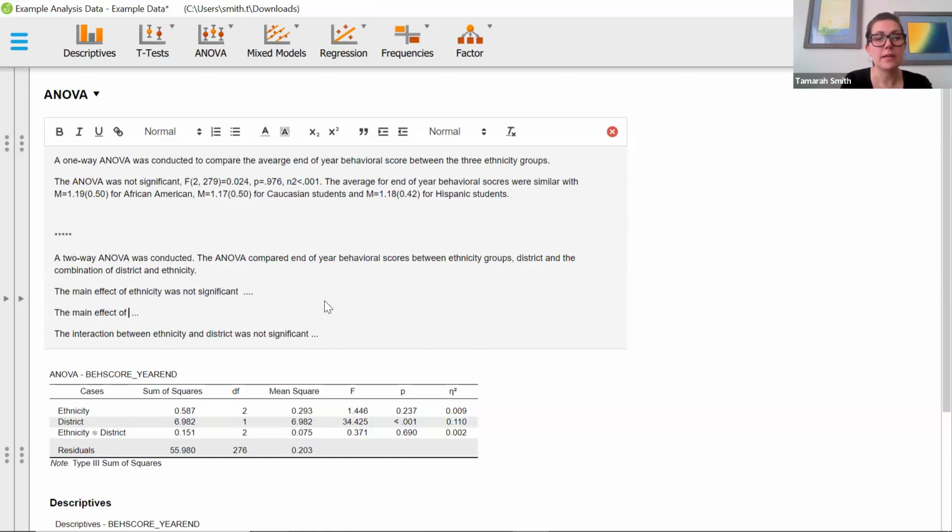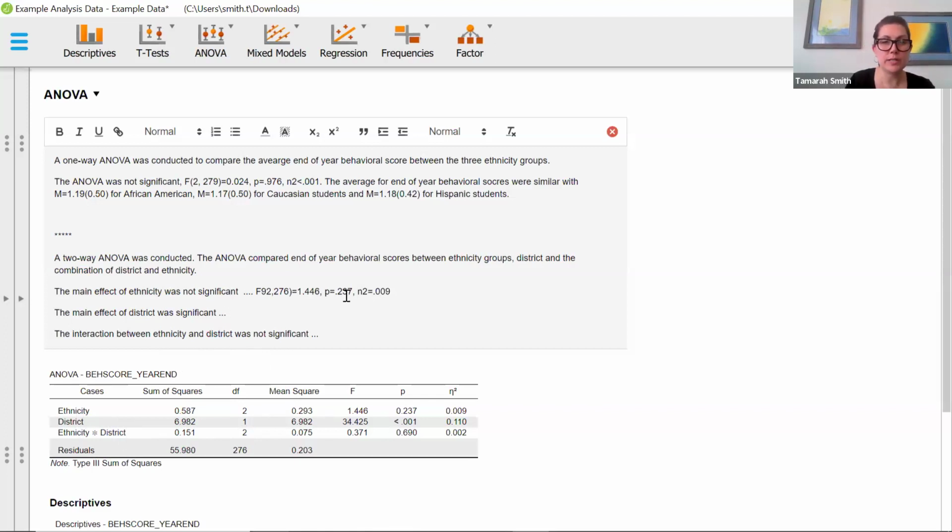And now we would switch this one. The main effect of district was significant. All right, and then the third piece here is the interaction. That's exactly how we say it. The interaction between ethnicity and district was not significant. And you have results for each of these here. Okay, so for ethnicity, we're doing F, and then we have to put our degrees of freedom in there. And then we're giving them the number. And we're telling them that our P is 0.237, and that our eta squared is very, very tiny, right?